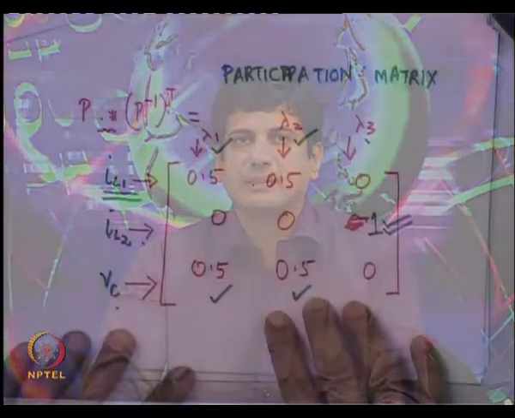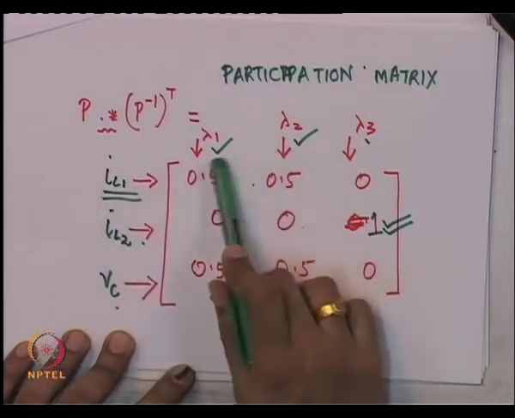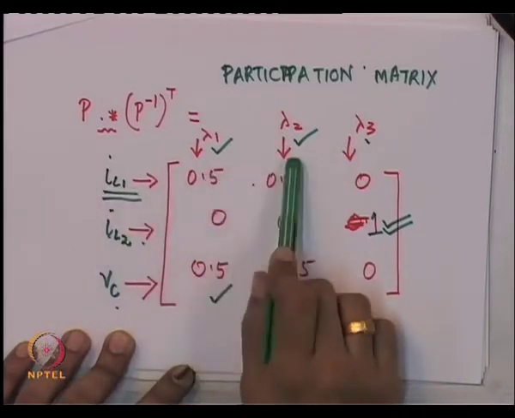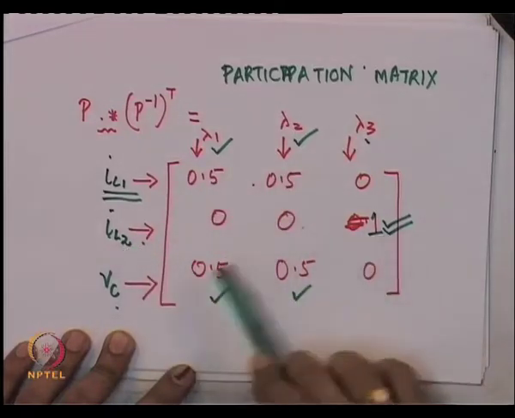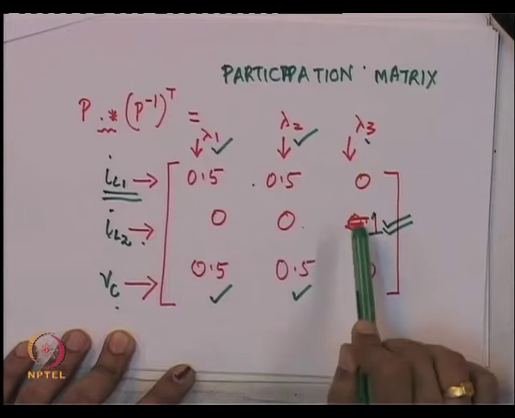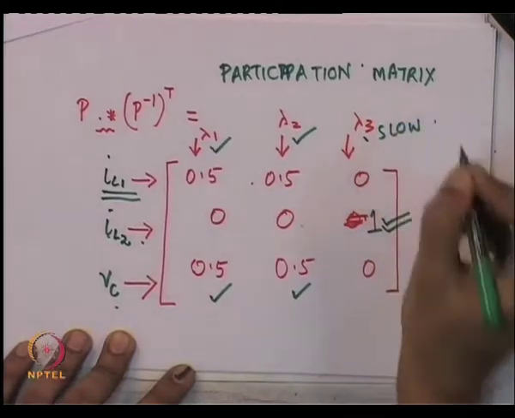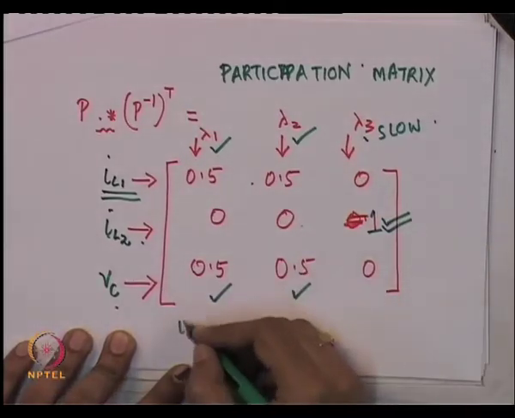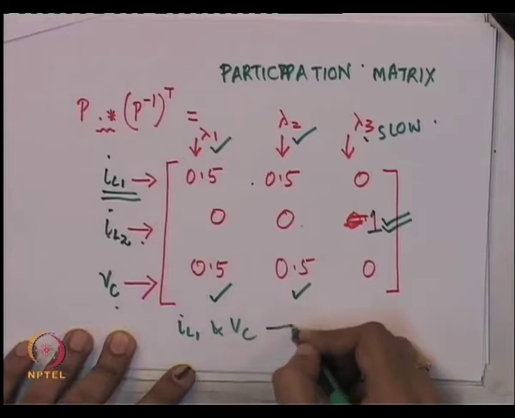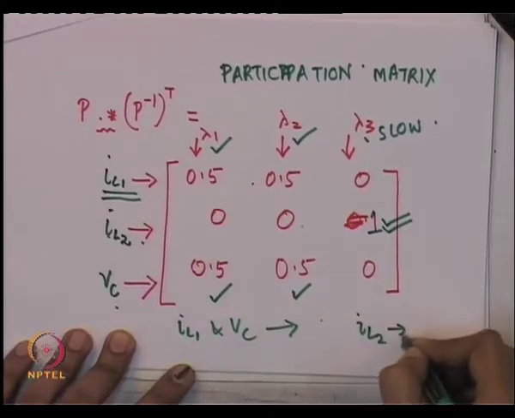So, if you relook at this participation matrix, what you see is IL 1 participates in the complex pair of mode eigenvalues, and IL 2 participates in this. In fact, remember that IL 3 is the slow mode, and lambda 1 and lambda 2 correspond to the fast transient. So, IL 1 and VC correspond to the fast transients and IL 2 corresponds to the slow transient.